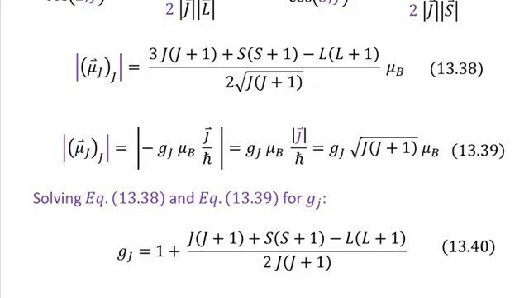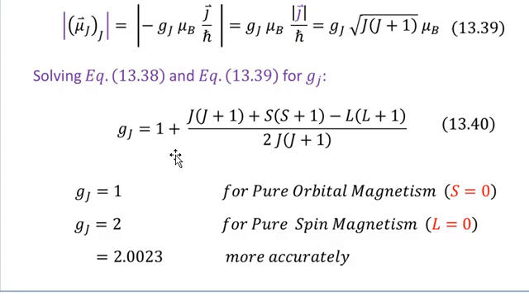The final simplified result will be gj is equal to 1 plus j into j plus 1 plus s into s plus 1 minus l into l plus 1 divided by 2 times j into j plus 1. So you see that this is the full expression for the total Lande G factor of an atom or of the electrons for a given state. So if any state is given, you can put the values of j, the value of capital S, the value of capital L, and you can find out the corresponding Lande G factor.